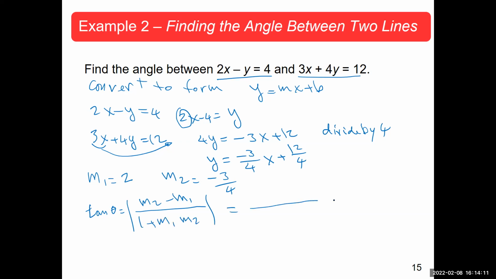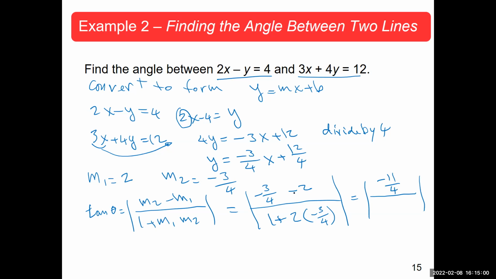Let's plug in. m2 is negative 3 over 4. m1 is 2, negative 2, over 1 plus m1, which is 2, multiplied by negative 3 over 4. It's all a bunch of numbers. Now, I can write this one as 8 over 4. That's going to be negative 11 over 4. From here to here, negative 11. All I did was multiply top and bottom by 4, become 8 over 4. 8 and 3 is 11.